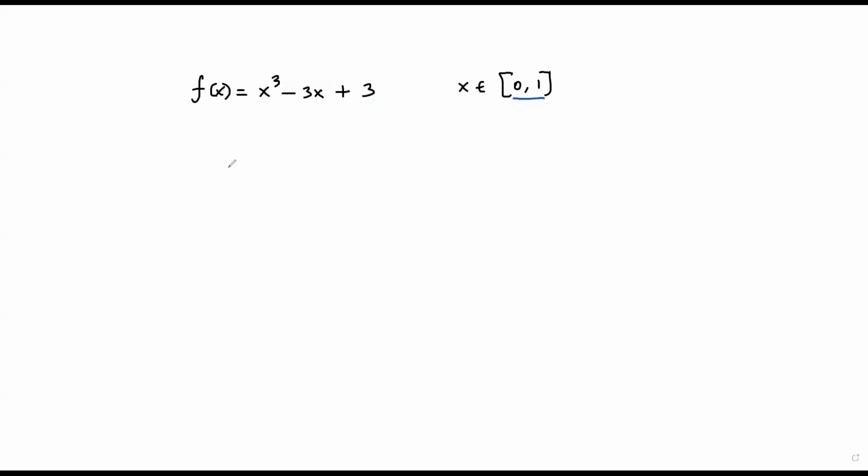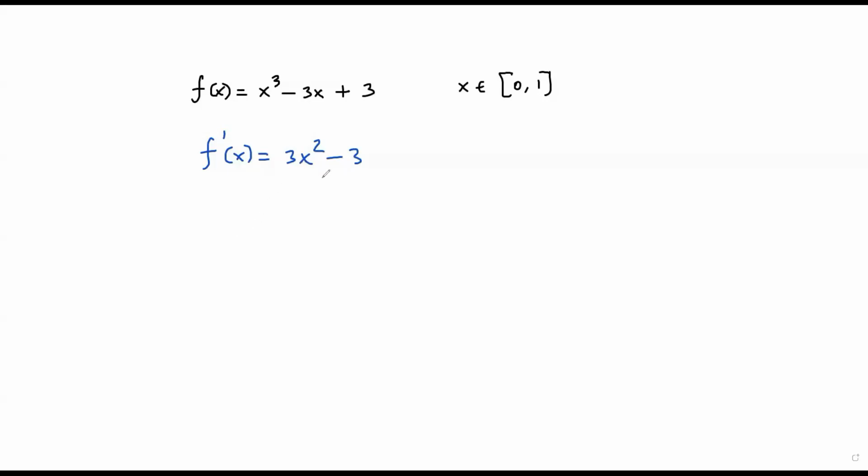So using Rolle's theorem, first I need to check all three conditions of Rolle's theorem. It's a polynomial function, so it is defined and continuous for all real values of x. So the given function is defined and continuous on the closed interval 0, 1. Also, if I find the first derivative of this function, I get 3x to the second power minus 3.